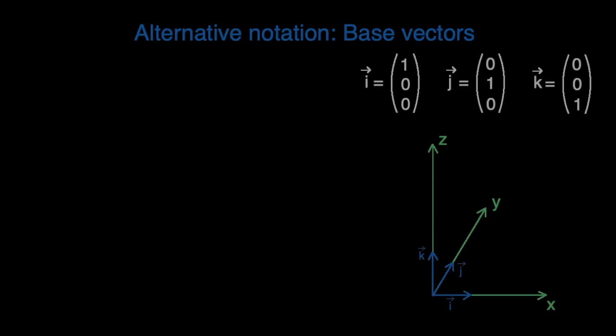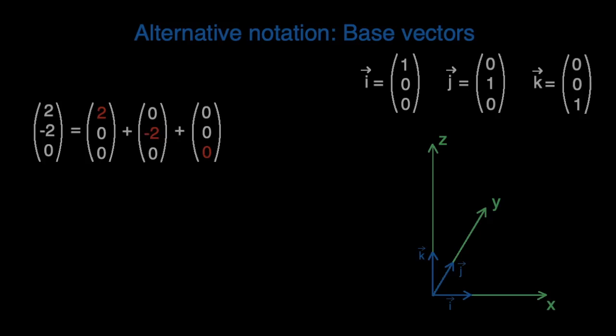Let us now write a randomly chosen vector in terms of i, j, k. So, let us consider the vector 2, minus 2, 0. Then you can write it as the sum of the vector 2, 0, 0, the vector 0, minus 2, 0 and the vector 0, 0, 0. From here, we have the vector 2, 0, 0 is 2 times the vector 1, 0, 0. The vector 0, minus 2, 0 is equal to minus 2 times the vector 0, 1, 0. Finally, the vector 0, 0, 0 is 0 times the vector 0, 0, 1.